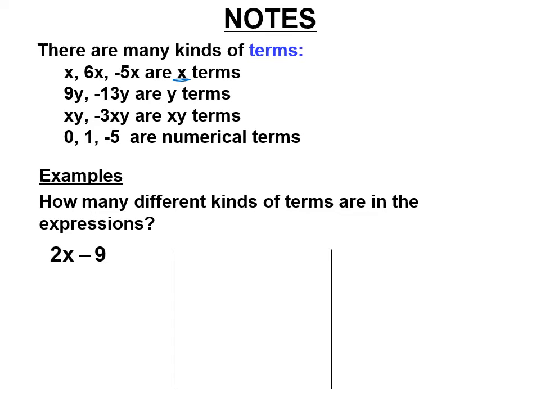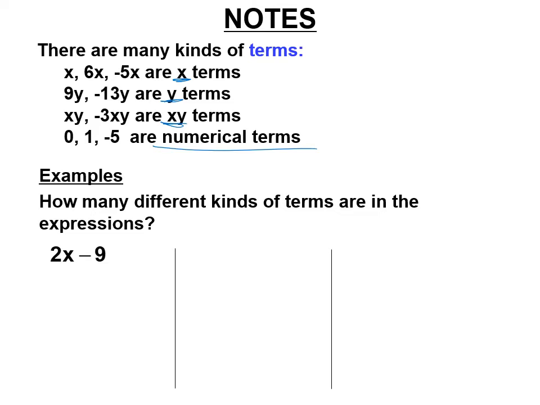So if it has an x in it, it's an x term. If it's a y, it's a y term. If it has both x and y, that's different than either of the other two. An xy term is different than an x term and different than a y term. And numbers count as terms. They're called numerical terms.